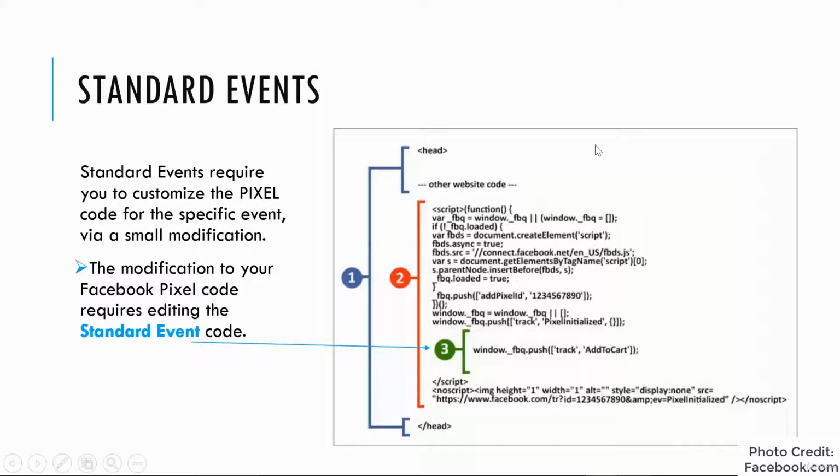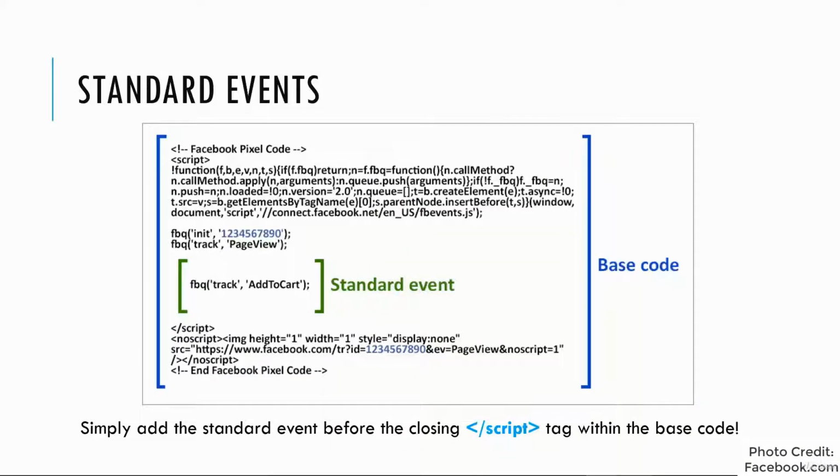So as you can see, I have my Facebook pixel code here. This is my standard event right here. The standard event is titled Add to Cart. So this would be in the head tag on my Add to Cart page. When a user gets to my Add to Cart page, the pixel will fire because someone has fulfilled this action or standard event. So simply add the standard event before the closing script tag within that base code.